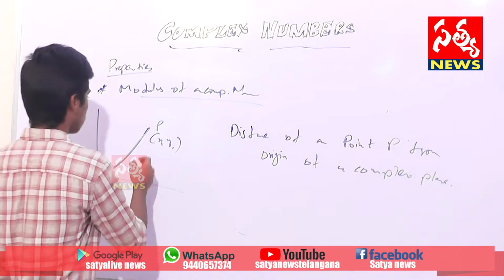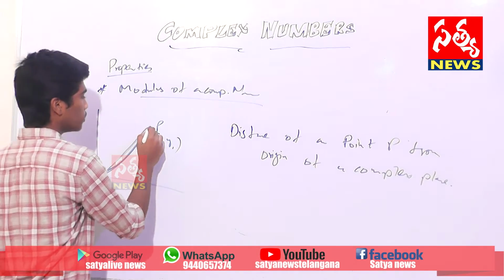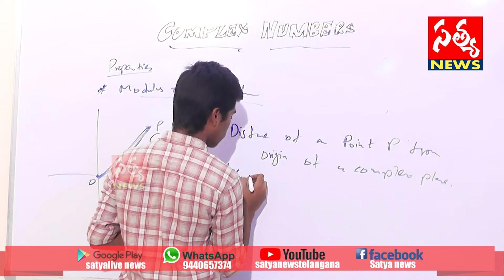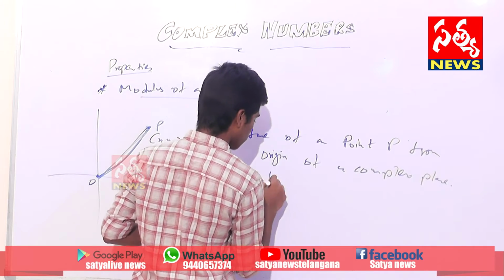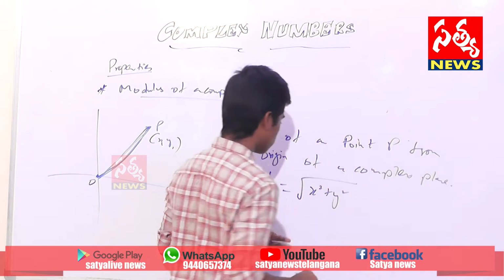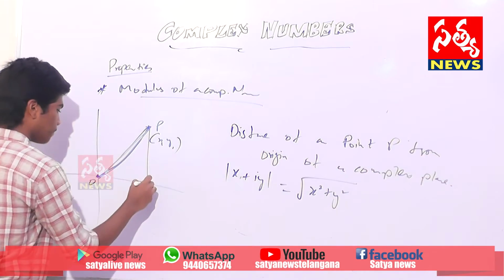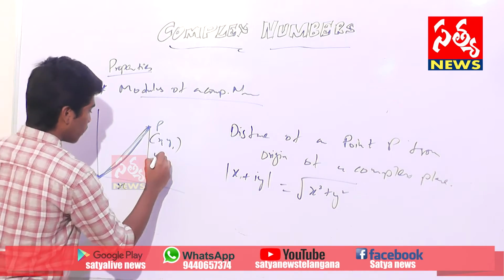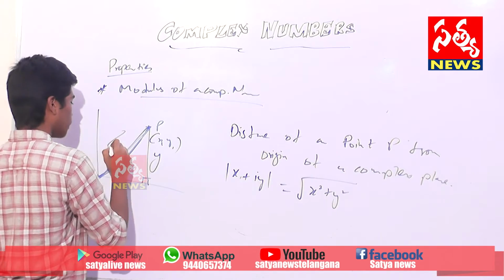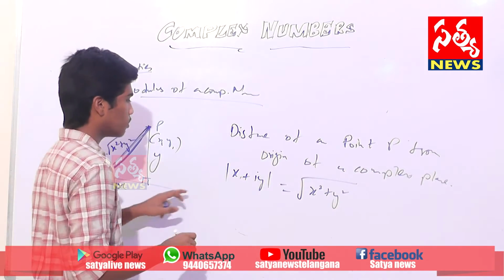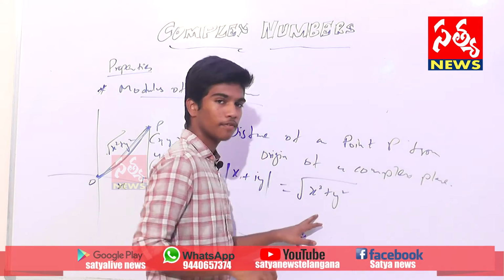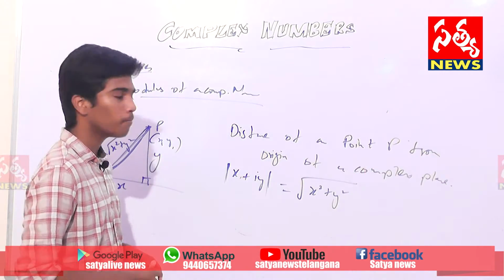Okay, this is the modulus and it is represented as mod of x plus iy equals under root of x square plus y square. See, this is the distance formula. This is x and this is y. So by the Pythagoras theorem we get under root x square plus y square as the distance. This is the modulus of the complex number.